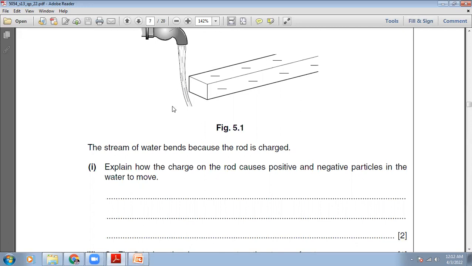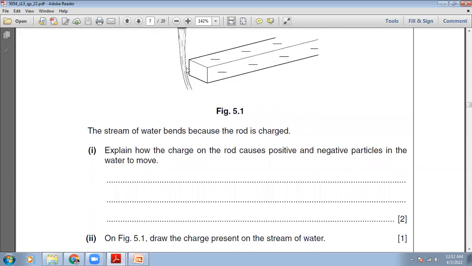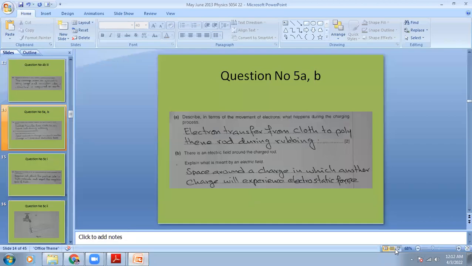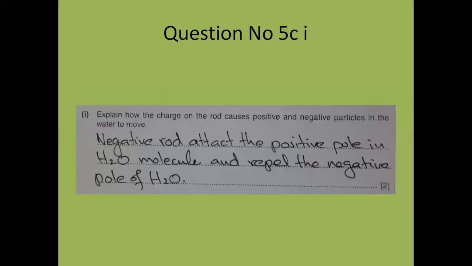And you know, the positive poles in the water molecule will be attracted to this rod, and the negative poles on the water molecules will be repelled by it. And because the distance between the positive and the negative is less as compared to the distance between the negative and the negative, the force of attraction will be larger than the force of repulsion. So I will show you the answer to this particular question. Negative rod attracts the positive pole in the H2O molecule and repels the negative pole of the H2O.